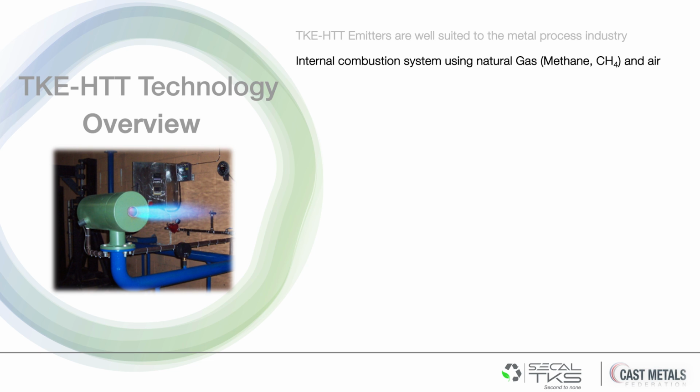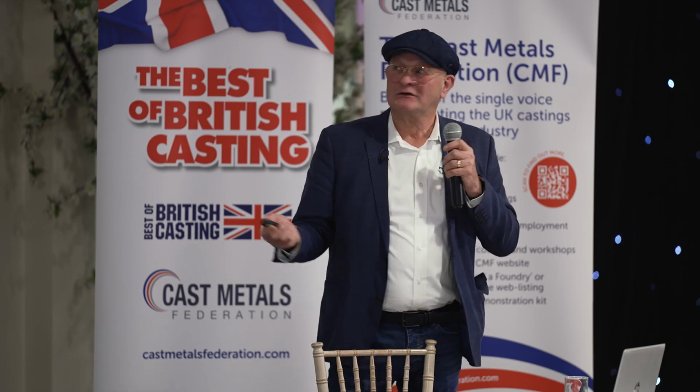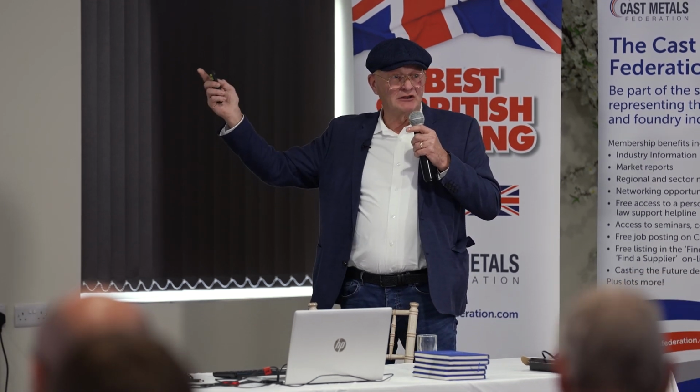The internal combustion system uses natural gas, methane, and air, as does the radiant burner. And that's where the similarities end. The initial plume temperature is 150 degrees centigrade, not the 1950 that you get from a burner. It's less than 8% of the temperature of the flame, yet it's still using the same medium. It has an upper temperature range of 1350. Now, we have melted glass, which generally melts at 1450, with a temperature lower than that.